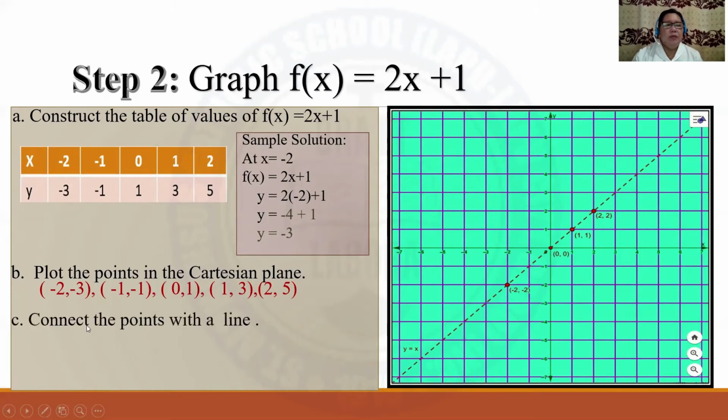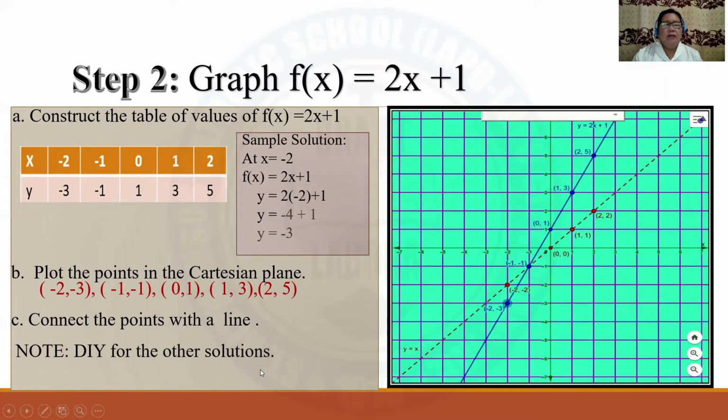And then, connect the points with a line. So, let us plot negative 2, negative 3, the point negative 1, negative 1, the point with coordinates 0, 1, the point with coordinates 1, 3, and 2, 5. And connect with a line, that blue line there. And for the other solutions, you can do it yourself.